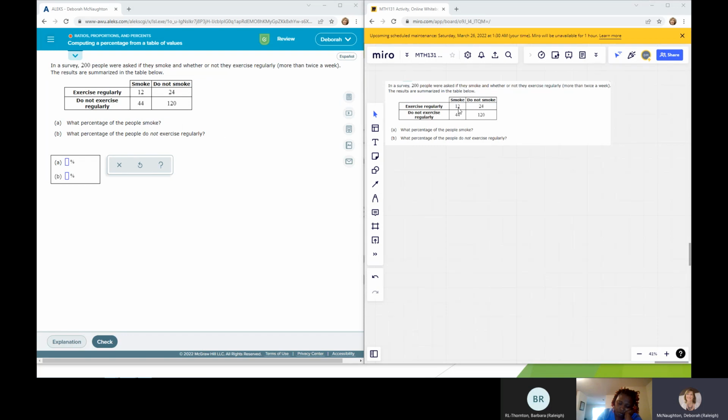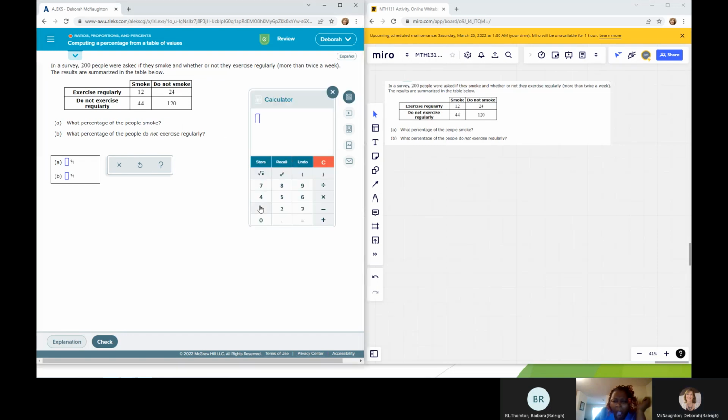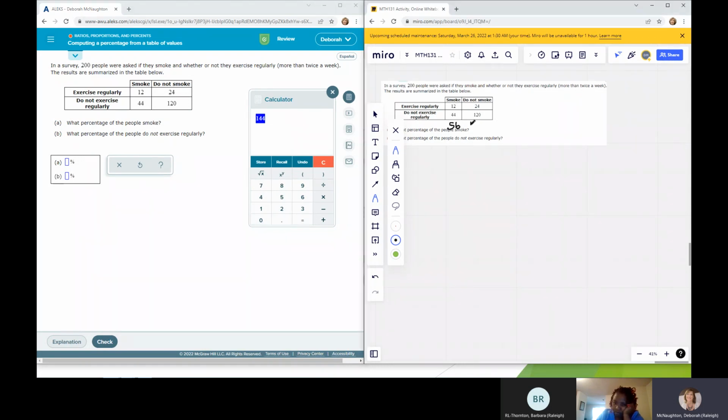So we're going to add the 12 and the 44 together. And that gives me 56, and I'm just going to write that number down here. And then we can also add 24 and 120 together. I'm going to write that number down here. Okay, so this is the total number of people who smoke. This is the total number of people who do not smoke.